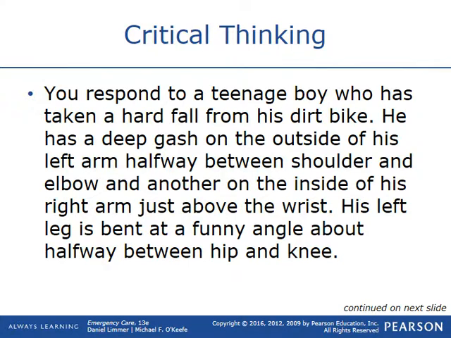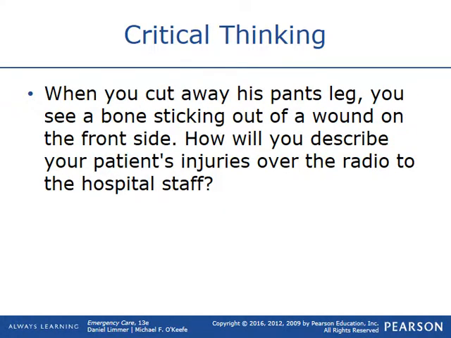So you respond to a teenage boy who has taken a hard fall from his dirt bike. He has a deep gash on the outside of his left arm, halfway between the shoulder and the elbow, and another on the inside of his right arm, just above the wrist. His left leg is bent at a funny angle, about halfway between the hip and the knee. When you cut away his pant leg, you see a bone sticking out of a wound on the front side. How will you describe your patient's injuries over the radio to the hospital staff?